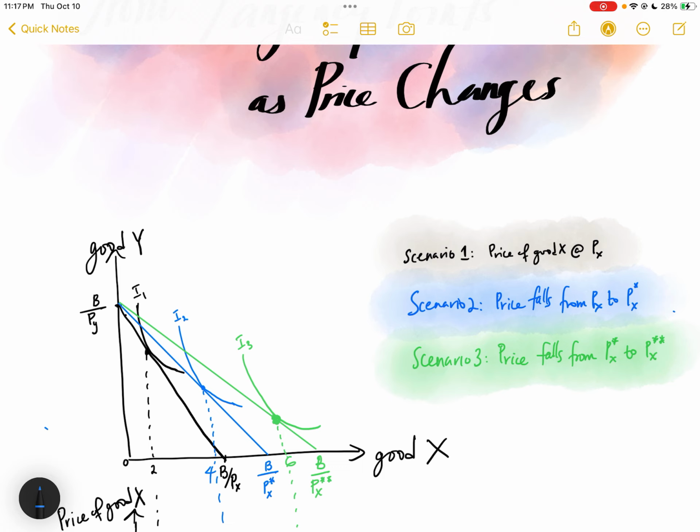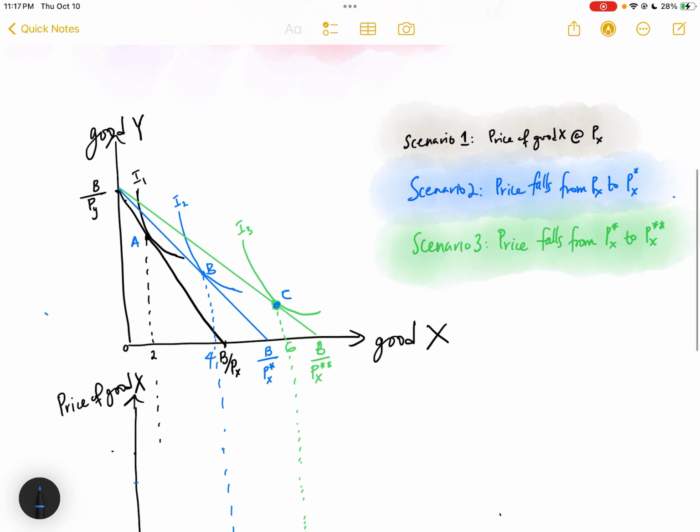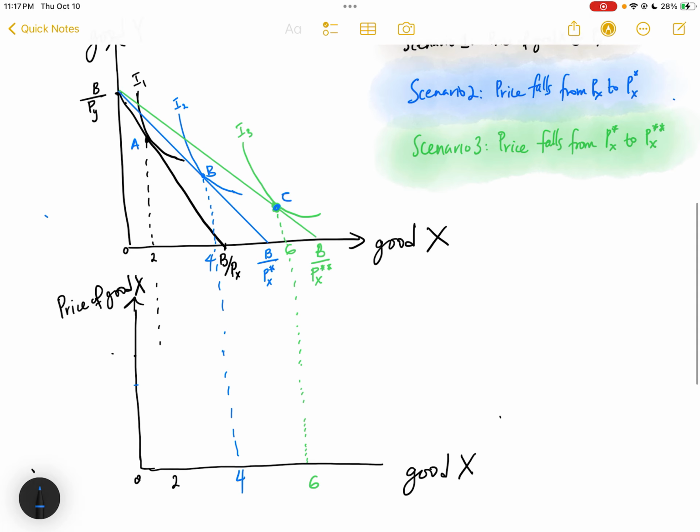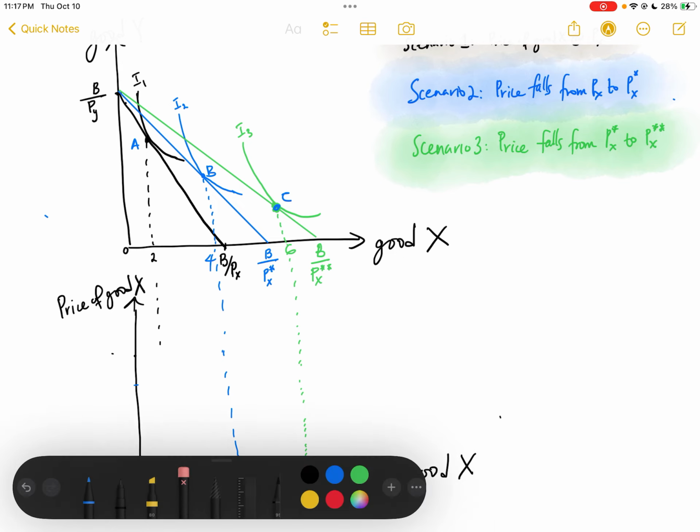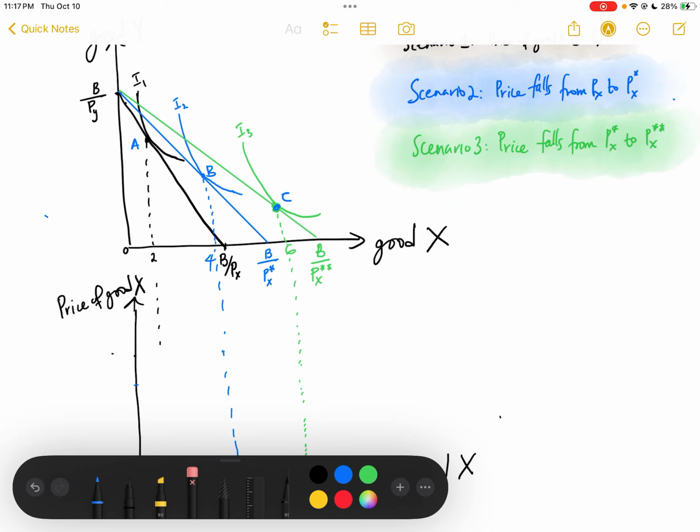Okay, you also see the points of tangency. So let's say this is point C, and this is point B, and that is point A. So you can see points of tangency at A, B, and C. I can stack this graph to find the individual demand curve. So demand curve for one consumer.